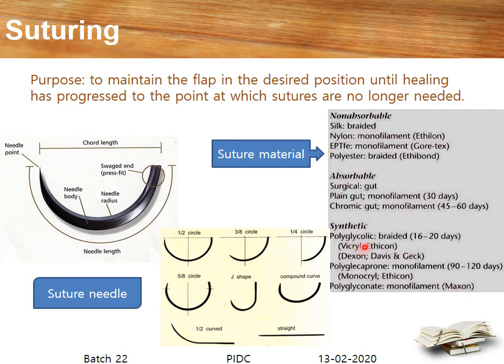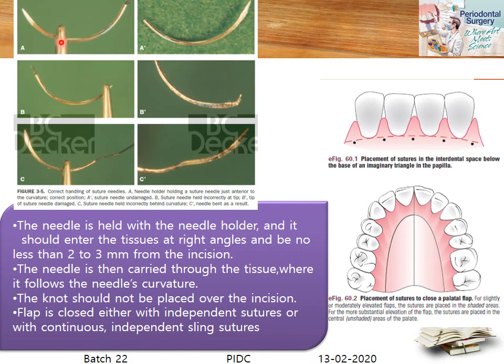Synthetic sutures, polyglycolic, Vicryl, Ethicon, are used more compared to the other agents. Try to catch the needle just anterior to the curvature so that it doesn't get damaged. If you catch it at the tip or just behind, very near to the eye, then you can see the damage which is present. So just catch it anterior to the curvature.